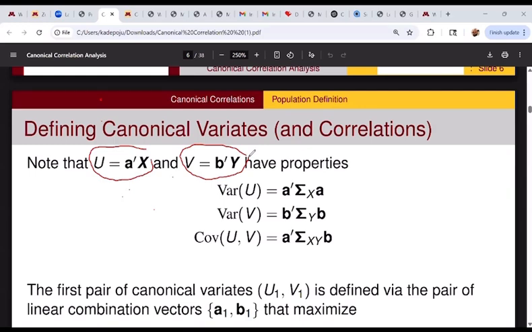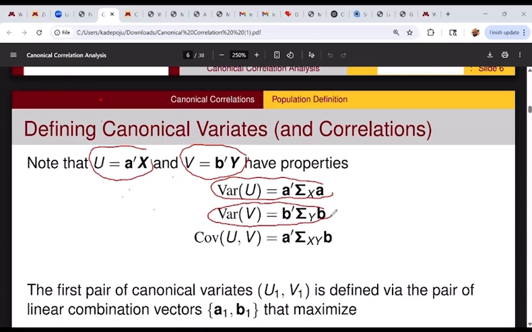When I obtain the correlation for U and V, that will be called canonical correlation, and U and V will be called canonical variates. Take a look at this now. The variance of U is going to be that, if you go by what we did before in matrix algebra. And the variance of V is going to be this. Don't forget, A and B are constants. That's why when a constant comes out of the variance, it's going to be squared.